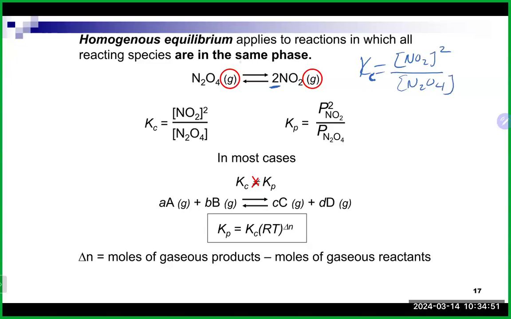Now, since these are all gases, another very common property that we deal with with gases is pressure rather than, say, concentration.